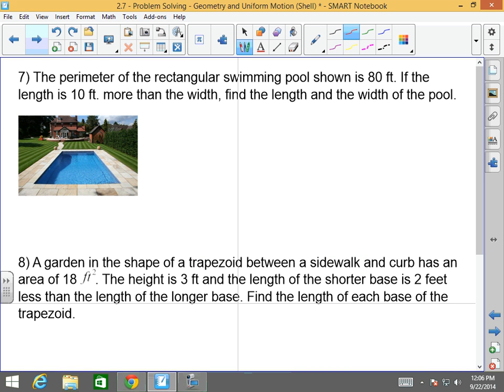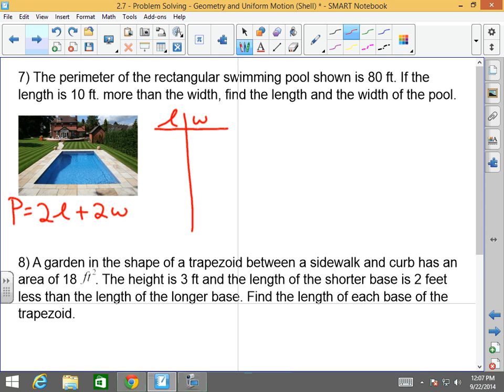Number 7. The perimeter of a rectangular swimming pool shown is 80 feet. If the length is 10 more than twice the width, find the length and width of the pool. Hopefully you wrote down already the formula for the perimeter of a rectangle. The perimeter of a rectangle is 2 times length plus 2 times width. Well, we're going to have to figure out what the length and the width are.